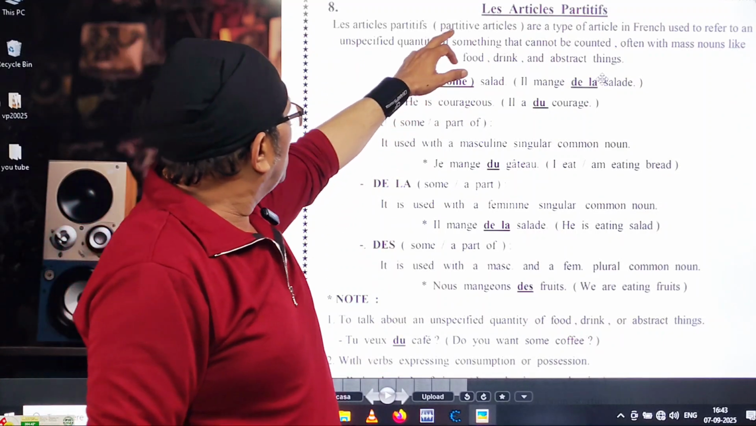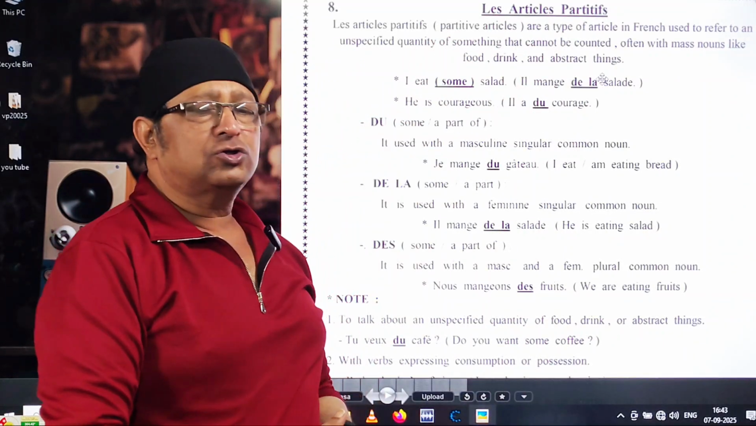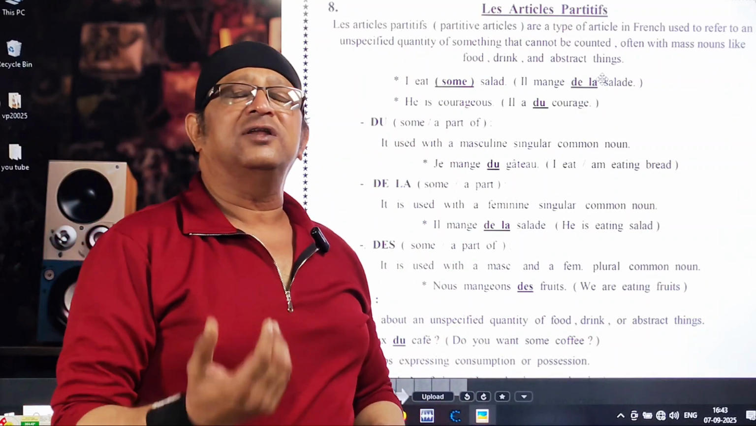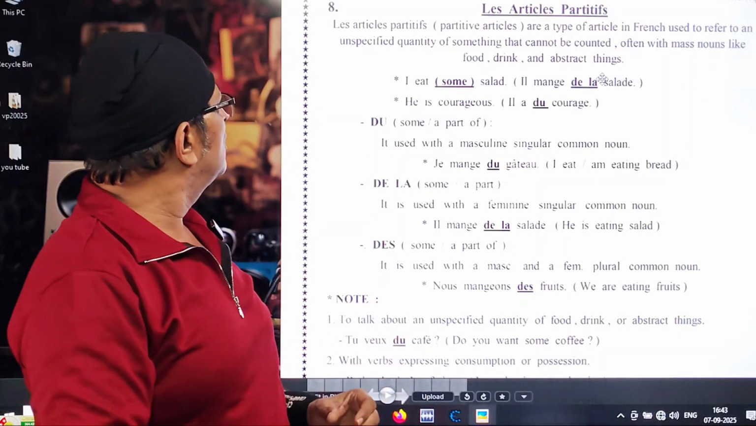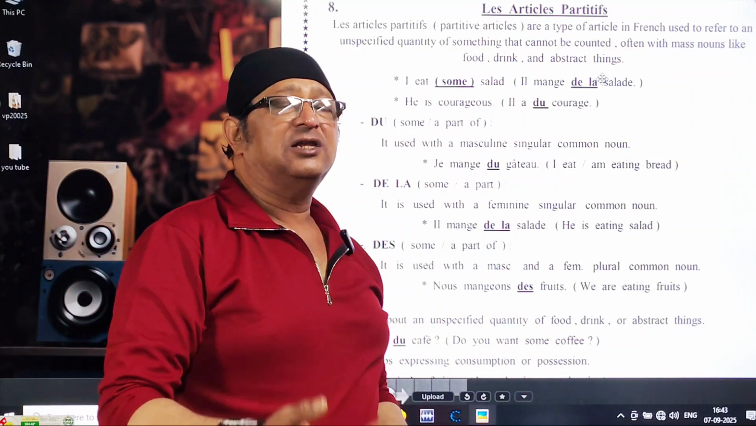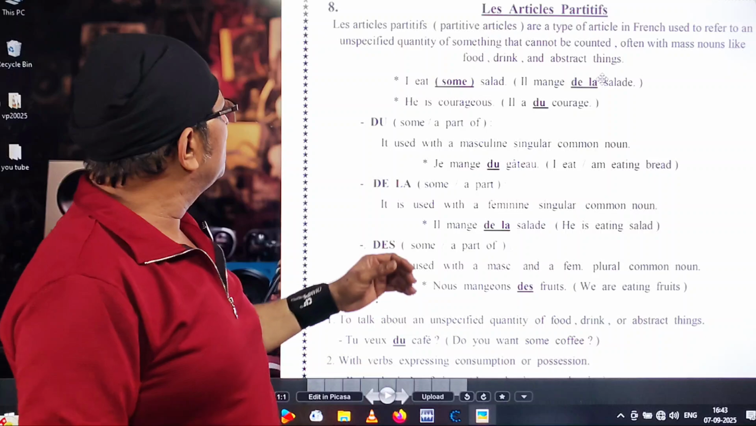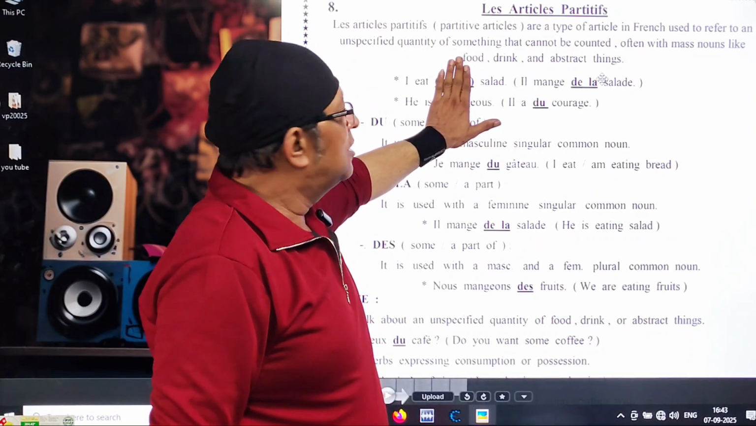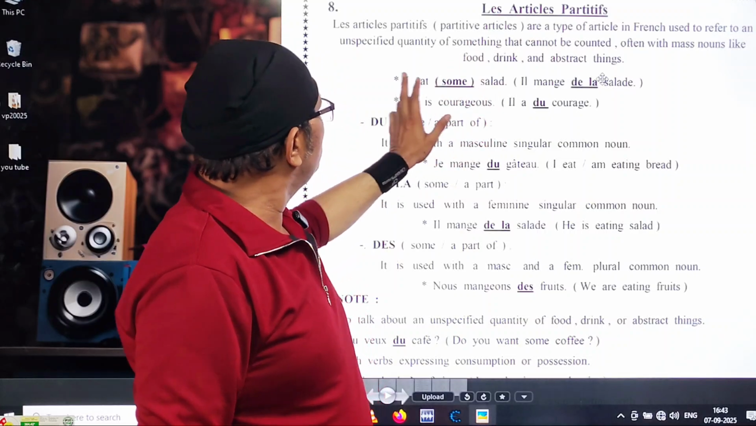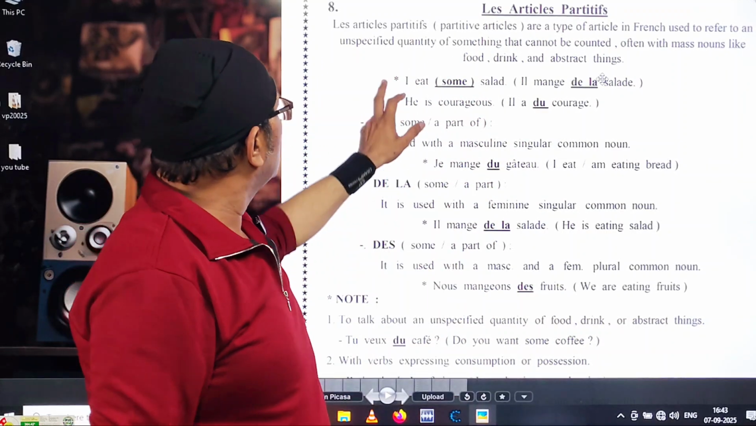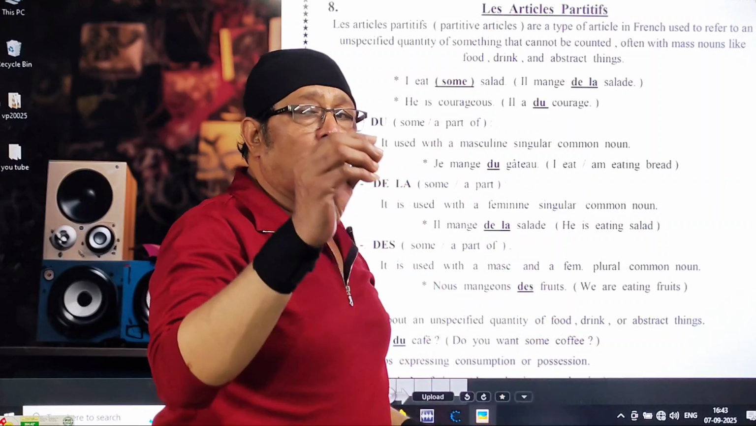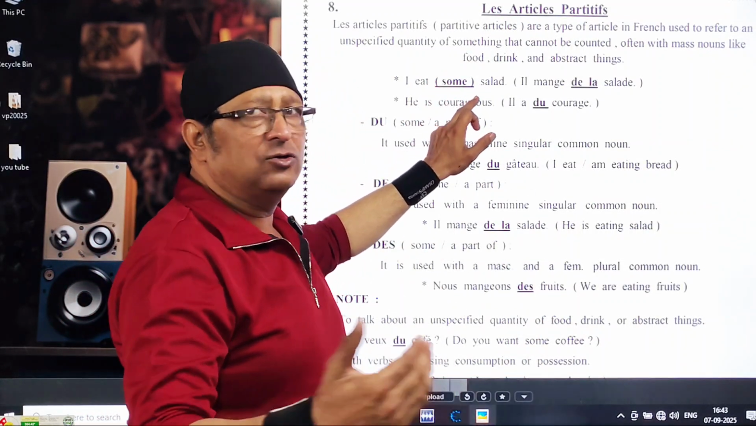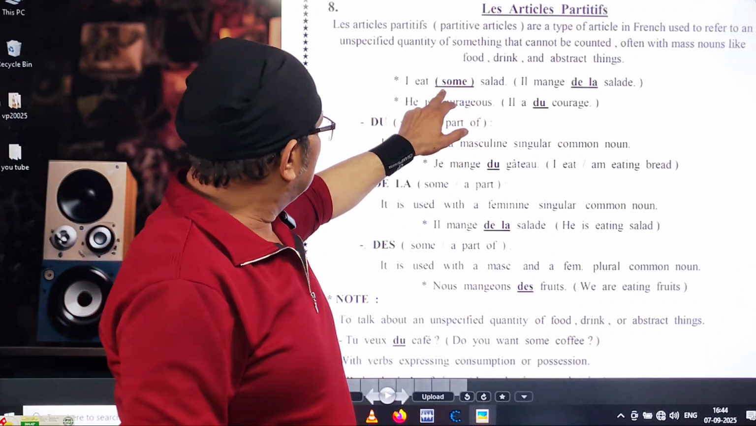So actually partitive articles are used to talk about something whose quantity we don't know, and they are used especially with food items, sentiments and liquids. In French, like we say, I eat salad. Just don't read this word. I eat salad. So actually we have to use I eat some or a part of salad. So in French we use this word some, which we don't usually use in English.